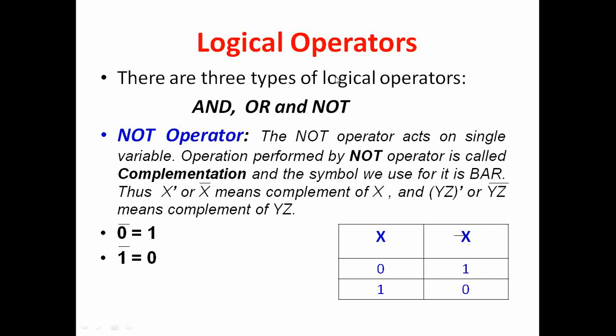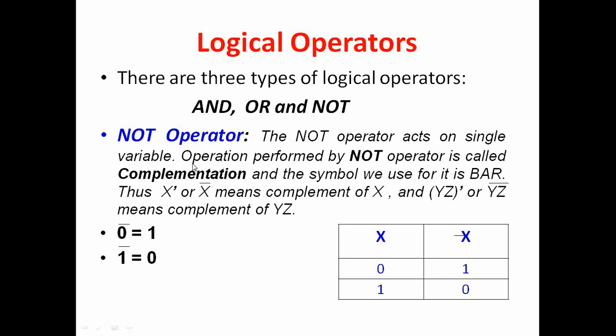Now logical operators. There are three types of logical operators that are used in Boolean algebra: AND, OR and NOT. AND, OR and NOT. So let us start with the NOT operator first. The NOT operator acts on a single variable. It acts on a single variable because it is a unary operator.